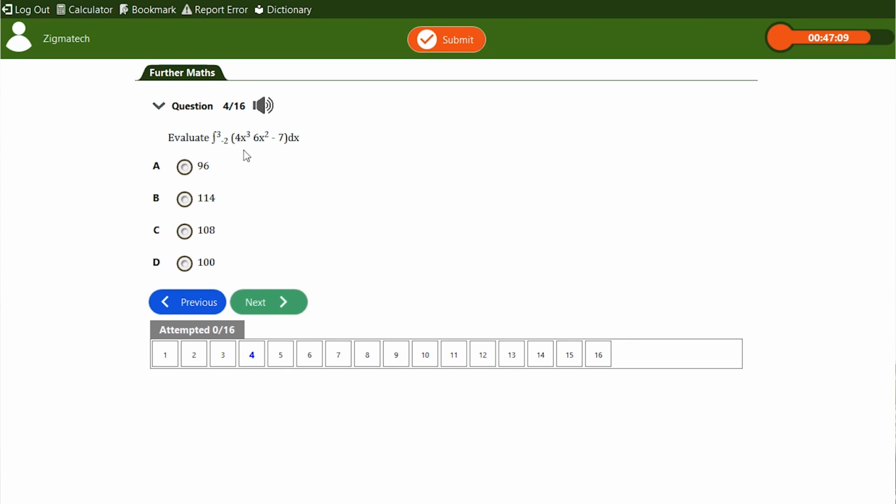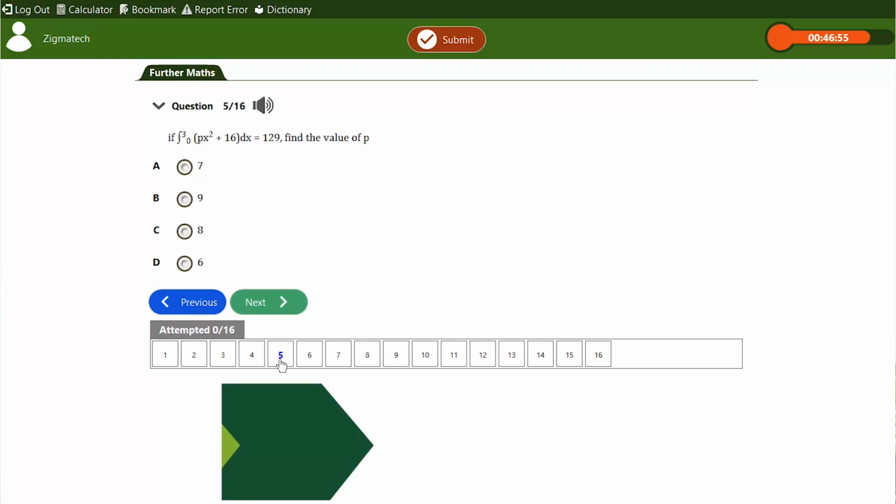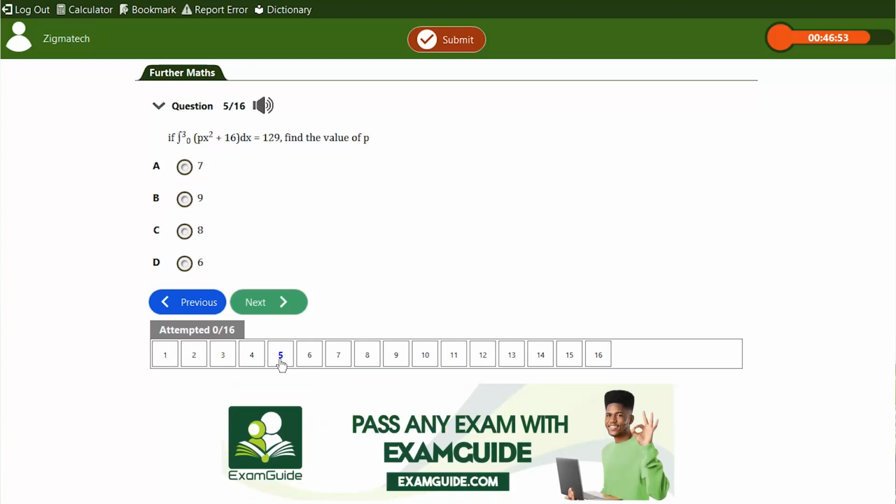Okay, actually this operator here is plus. Okay, this is just a similar thing, okay? But to have an unknown value in it. If integral of 3, 0, open a bracket, ps squared plus 16 ds equals 129. Find the value of what? P. We are interested in the value of P.